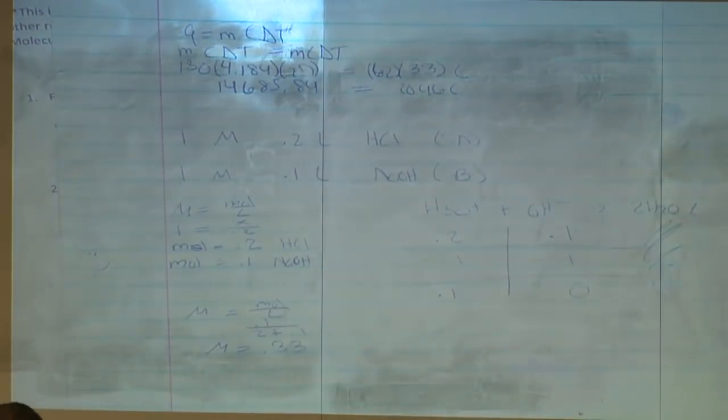So you should get the new concentration is 0.33. Now from here, we should do the negative log, and we should have the new pH of the solution. So we should get, the pH is 0.48. Okay.